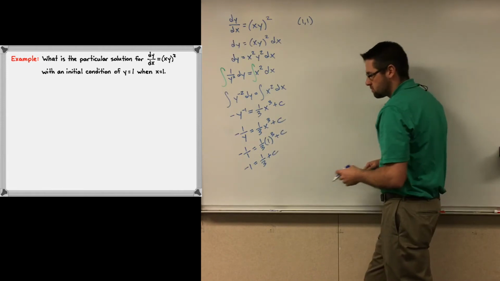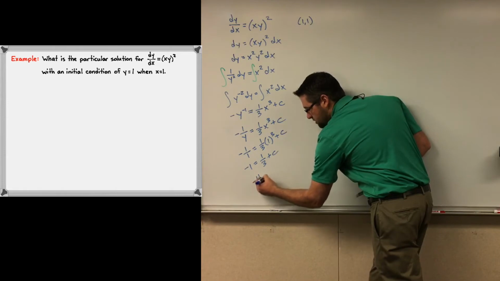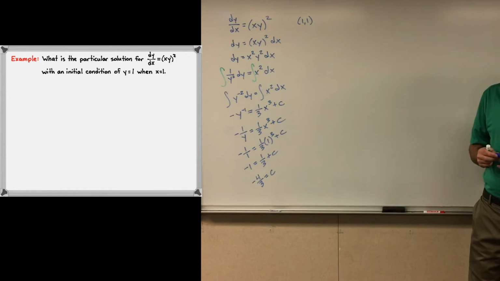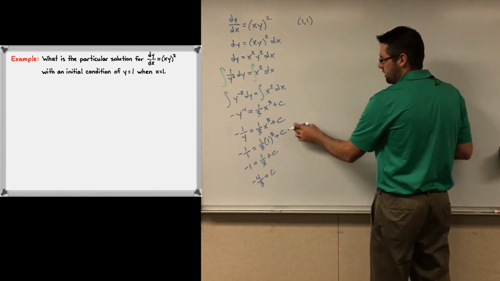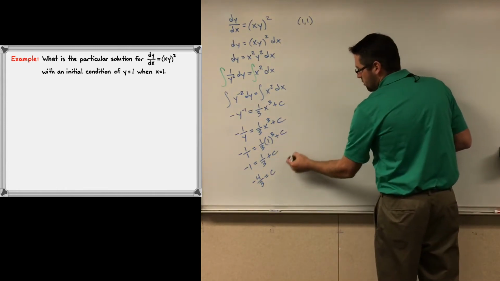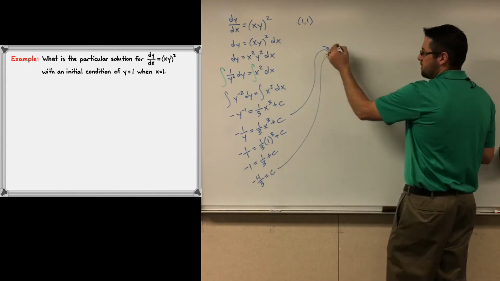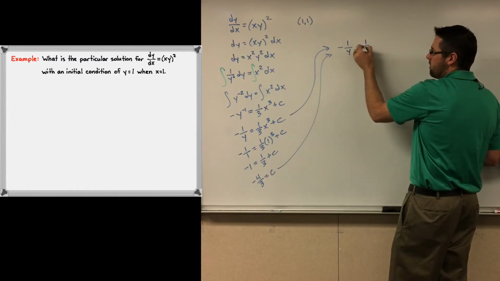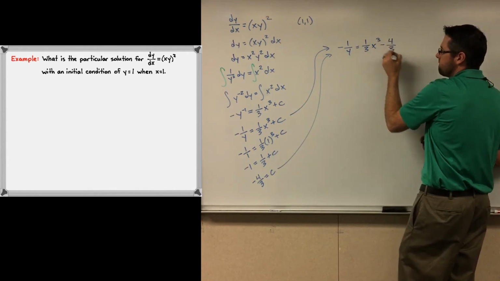And then subtract 1/3, so you get negative 4/3 equals c. You guys okay with this? Not too bad, yeah? Okay. Now what? Plug it back in. So we're going to plug it into this guy. So we're going to say this and this. Negative 1 over y equals 1/3 x cubed minus 4/3.